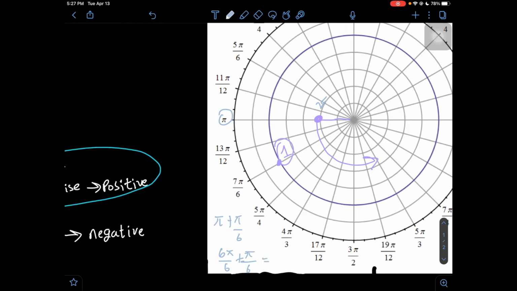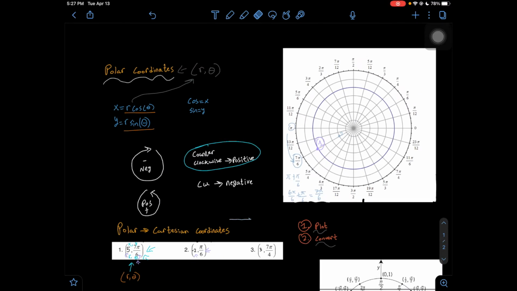So 6 pi plus pi is 7 pi, and our denominator stays the same, so 7 pi over 6. So we go from here to 7 pi over 6, and here we are at 7 pi over 6. So our actual point for problem number 2, we're going to follow the second circle to pi over 6, which is right here. So number 2 is right there.